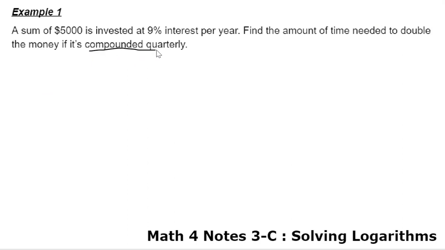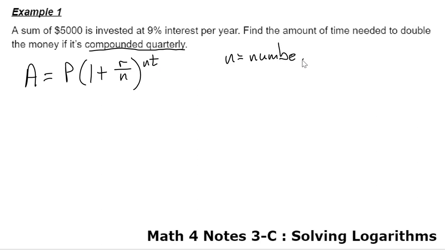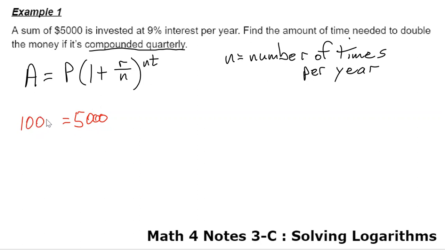All right, so let's start out with this formula. If you are going to compound something quarterly, that means 4 times a year, then the formula is going to look something like this, where n is the number of times per year. Since it is quarterly, n is going to be 4 in this case. And so we'll take our bits and pieces. Now, they want to know, find the amount of time needed to double the money. If our original principal is $5,000, then doubling it would mean $10,000.